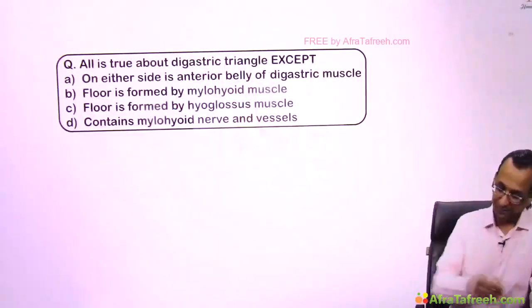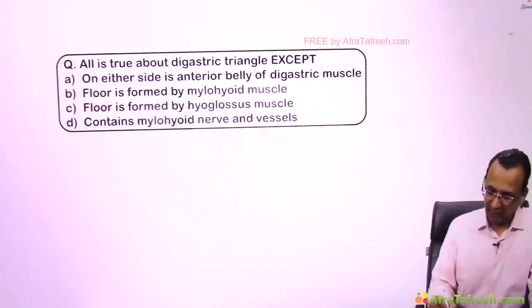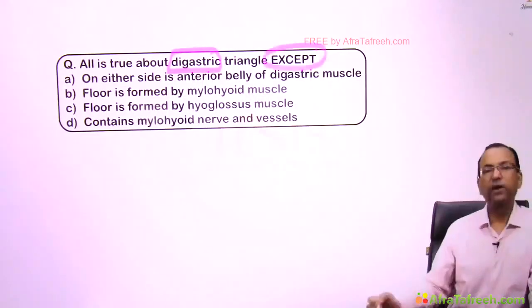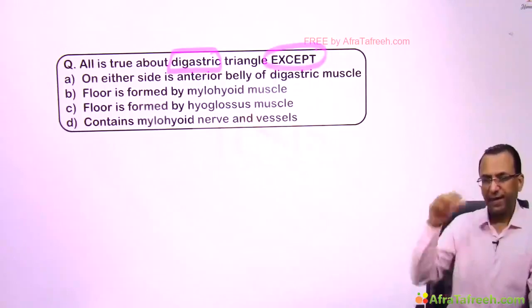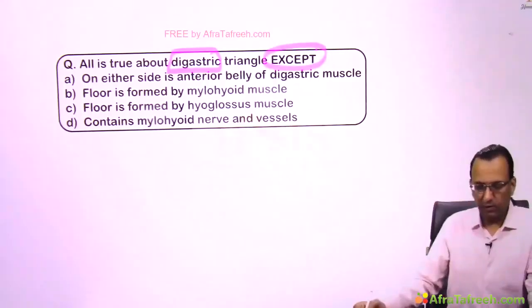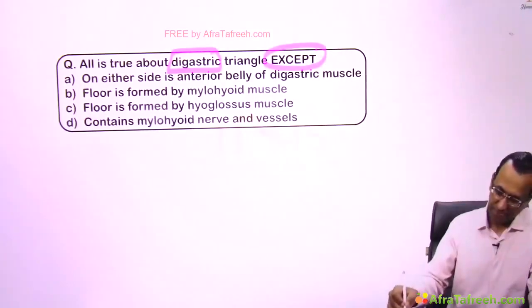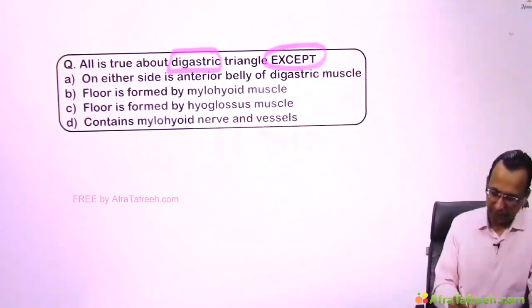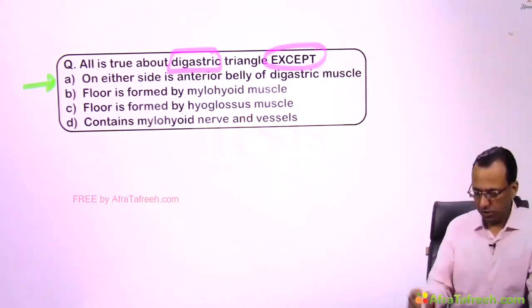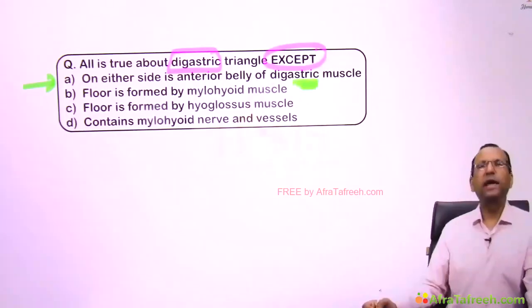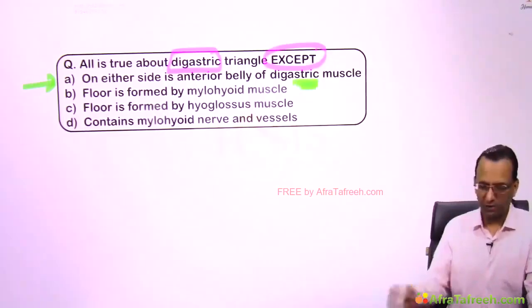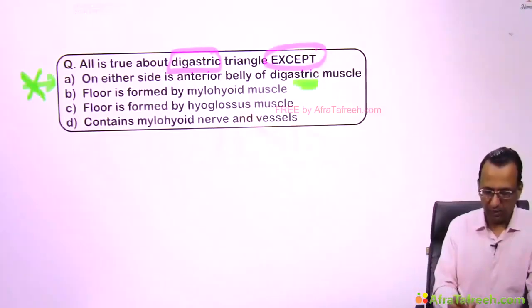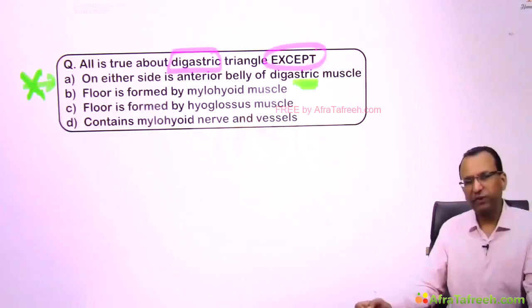It is asking, digastric triangle, what is wrong? And immediately you'll find the answer. Tell me what is the answer. You remember, if it was the digastric triangle, then you will have the anterior belly and posterior belly of digastric. So this is wrong, and that is the answer, because this statement is valid for which triangle?